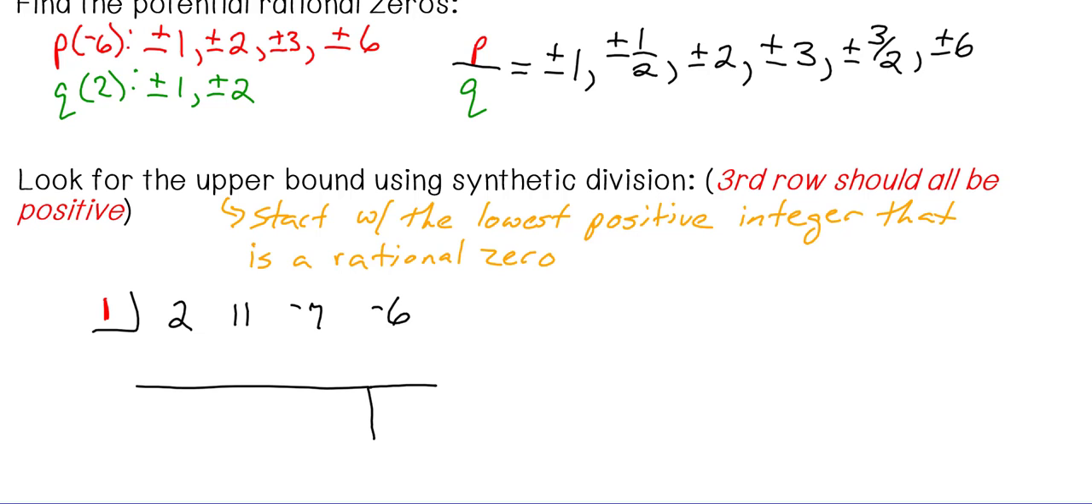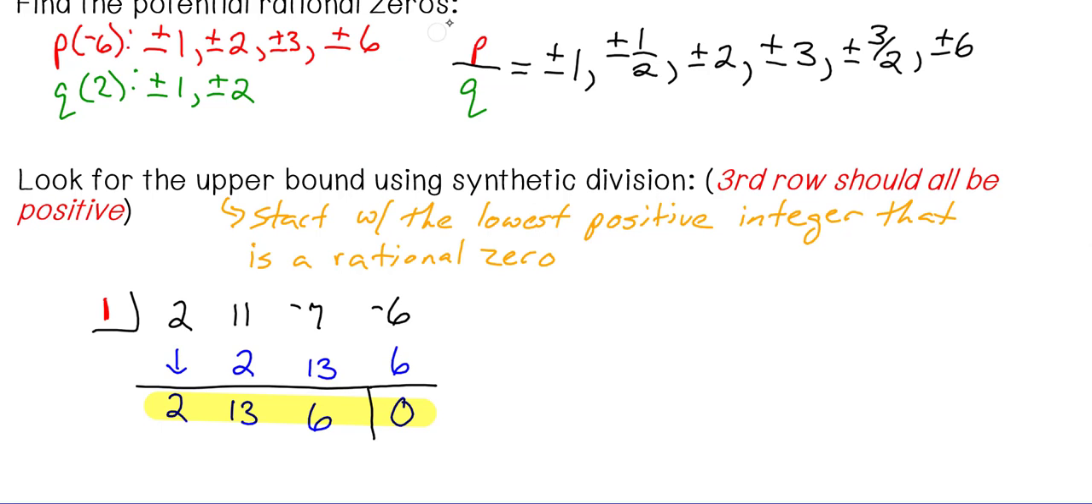So now we want to do our synthetic division. Okay, so that means 2 gets dropped down. 1 times 2 is 2. 11 plus 2 is 13. 1 times 13 is 13. -7 plus 13 is 6. 1 times 6 is 6. -6 plus 6 is 0. So what we need to look at is this third row right here. Okay, and we said that the third row for the upper bound should all be positive. All of my integers here on the bottom are positive.